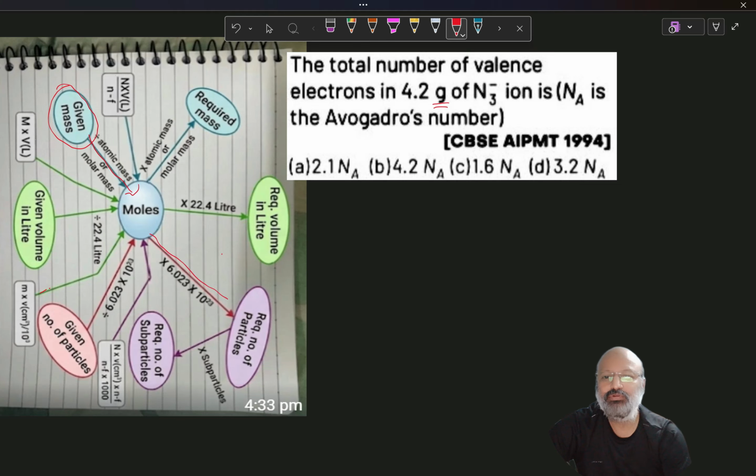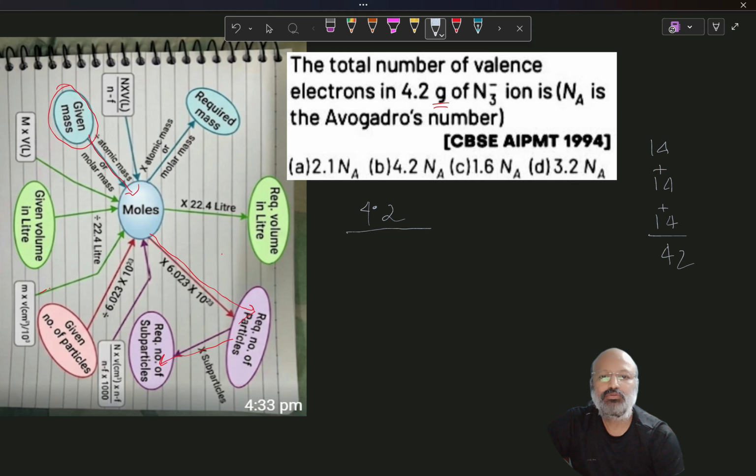So you have to travel all the way to this point, and then you need to go to the subparticles. So from this point, you need to go here. So this is the total journey. This is a little longer journey than all those previous sums that we have solved. So for that reason, first we'll take 4.2 gram, that is the mass, divided by molar mass. What is the molar mass coming? That is 14 plus 14 plus 14, that is 42.